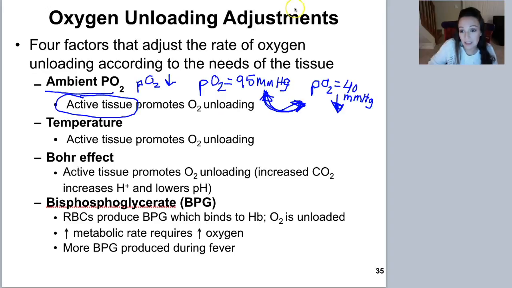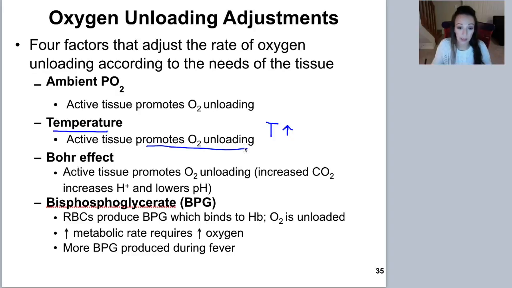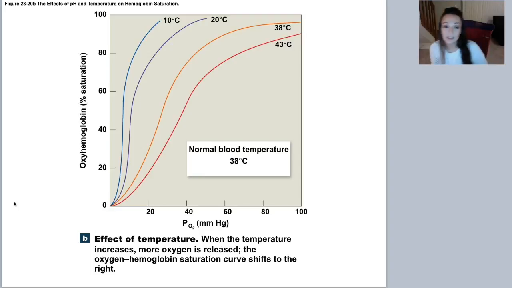So the second, let me erase that. The second factor adjusting the rate of oxygen unloading is temperature. Active tissues promote greater oxygen unloading. Tissues that are warmer, if it has an increased temperature, then we get greater oxygen unloading. And I want to show you a little graph to show you why this happens. Let's go on to the next slide. So on this slide, we can see how temperature affects the oxyhemoglobin dissociation curve.